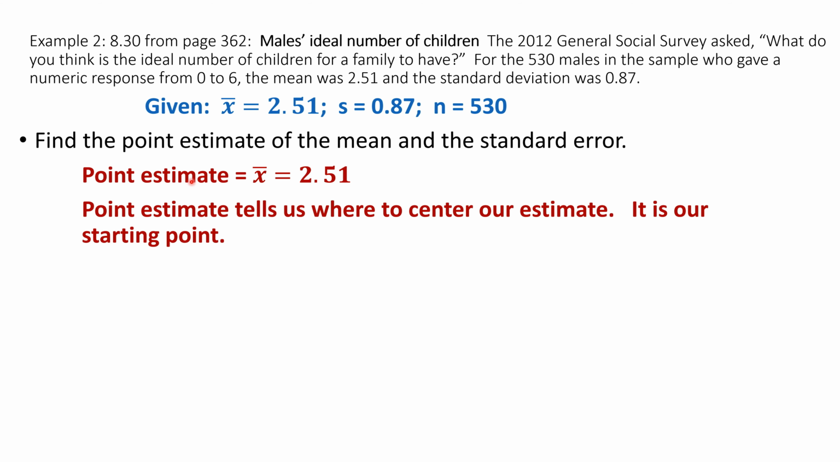So it is given that the x bar, which is the point estimate, equals 2.51. The point estimate tells us where to center our estimate. So this is our starting point.